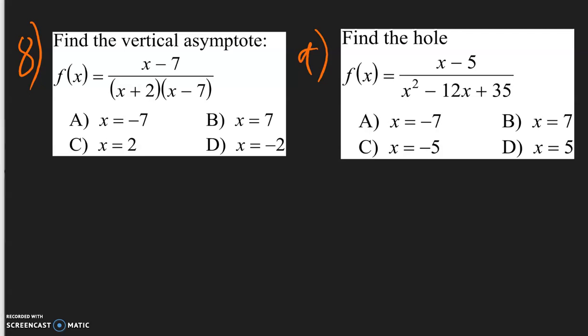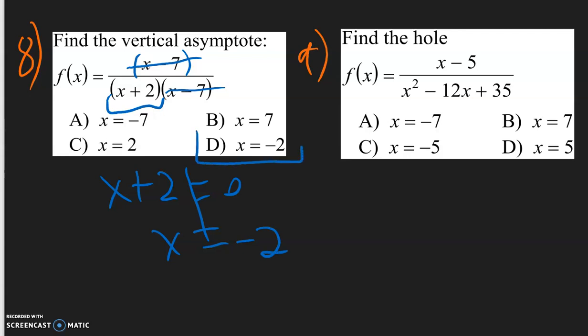So let's look at number 8. I'm going to put parentheses around this, x minus 7, so that's one single factor. So we want the vertical asymptote. So you see the x minus 7, they cross out. So that's actually the hole. So the vertical asymptote is what does not cross out, which is here the x plus 2 factor. So we're going to set that equal to 0 because we don't want the bottom to be 0. So x plus 2 is equal to 0, which means that x is equal to -2, letter D.